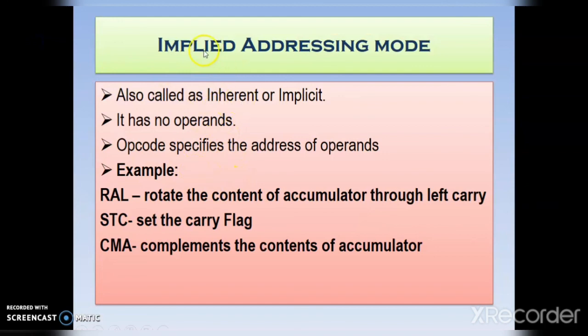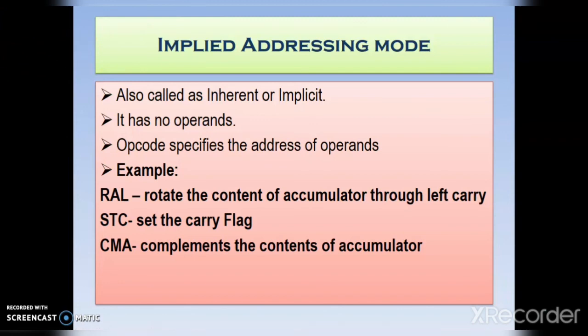So these are about the implied addressing mode concept. Implied addressing mode has only an opcode. There is no operand specified in this addressing mode. These are some of the examples for implied addressing mode. I hope you understand the topic of addressing mode, what is meant by addressing mode, and what are the different types of addressing modes used in the 8085 microprocessor.